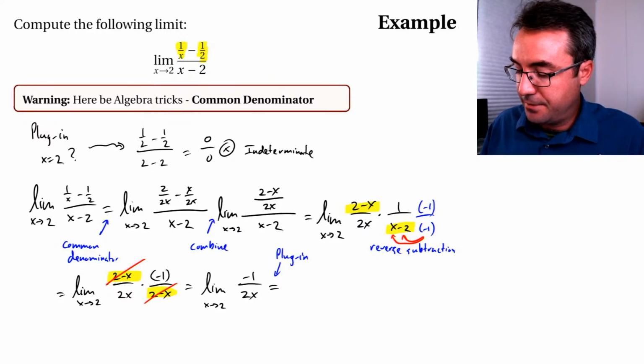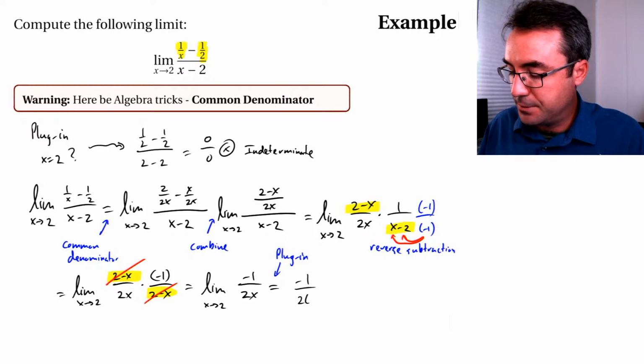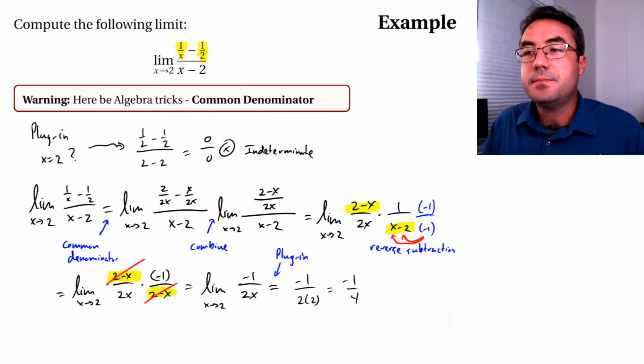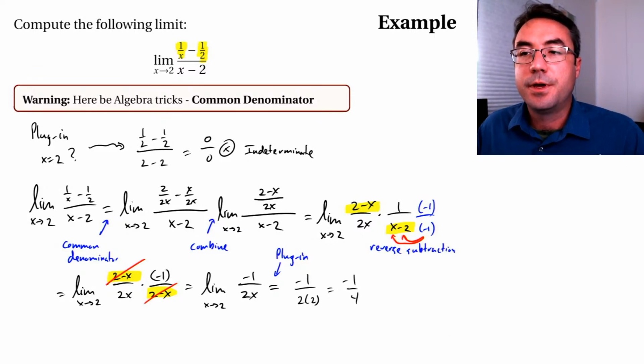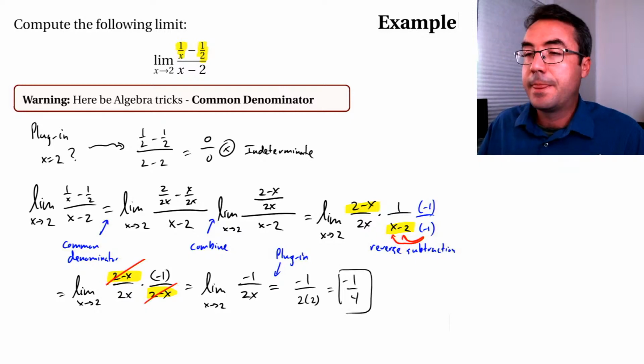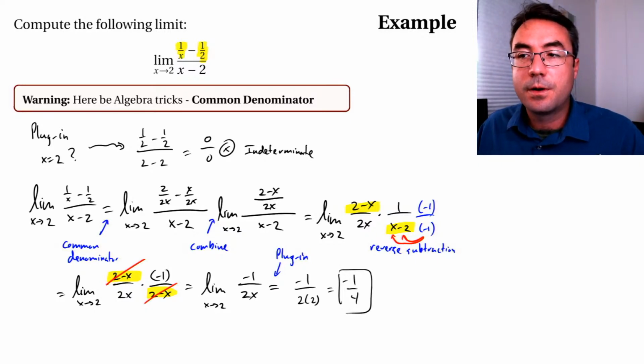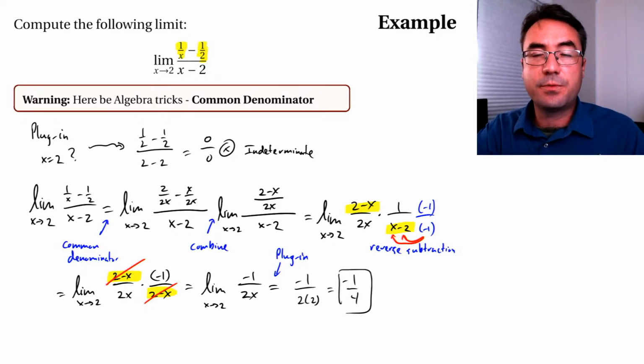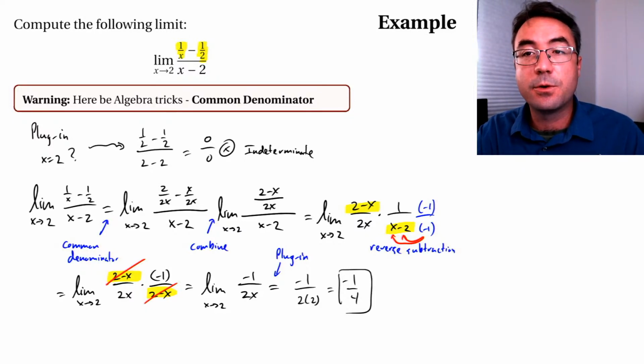So we get -1 over 2 times 2, which is -1 over 4. And so the limit here, we plugged in, we get a number, and that's our answer. So -1 over 4 is not undefined, it's a perfectly good number. So that's it. Again, we started with what we saw was an indeterminate form, 0 over 0.